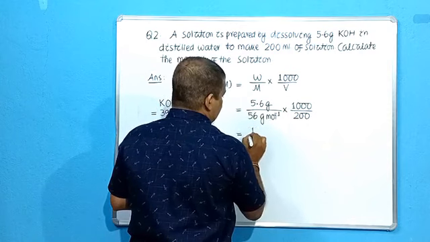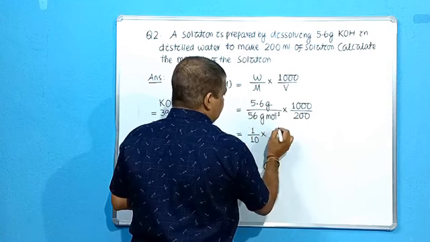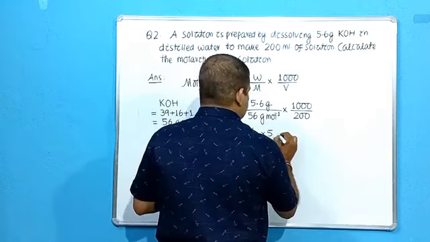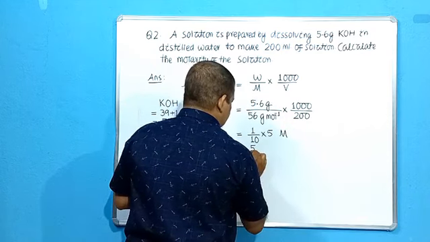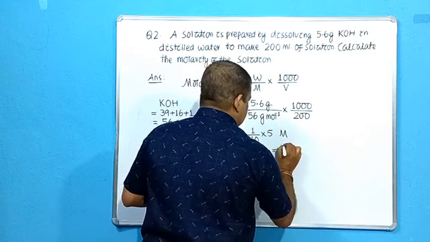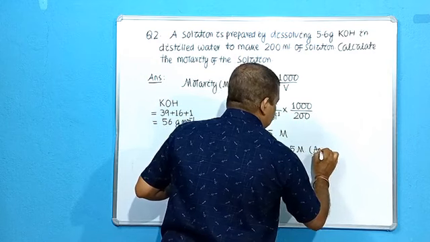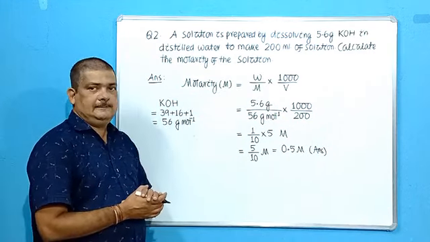So again it is 1 by 10. Now this will be into 5. That means molar, so 5 by 10 molar. That is 0.5 M. The answer will be 0.5 M. So this is the answer.